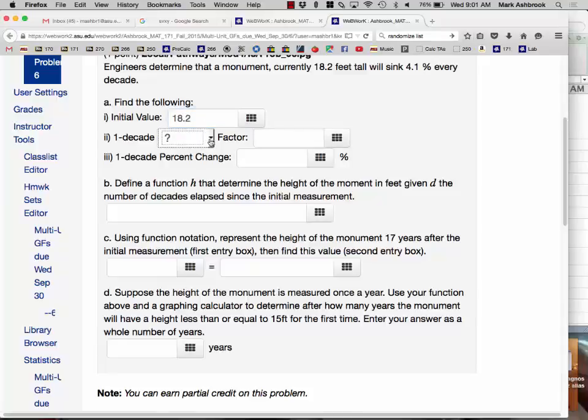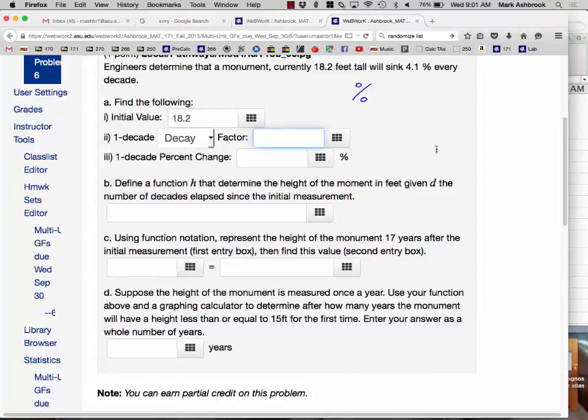Okay, so the 1 decade, is it growth or decay? Shrinking. So what is the 1 decade decay factor? It will sink 4.1% every decade. Okay, so it's not going to be 0.041 because the decay factor represents what about our amount? What you keep, what remains. So the percent change here is negative 4.1%.